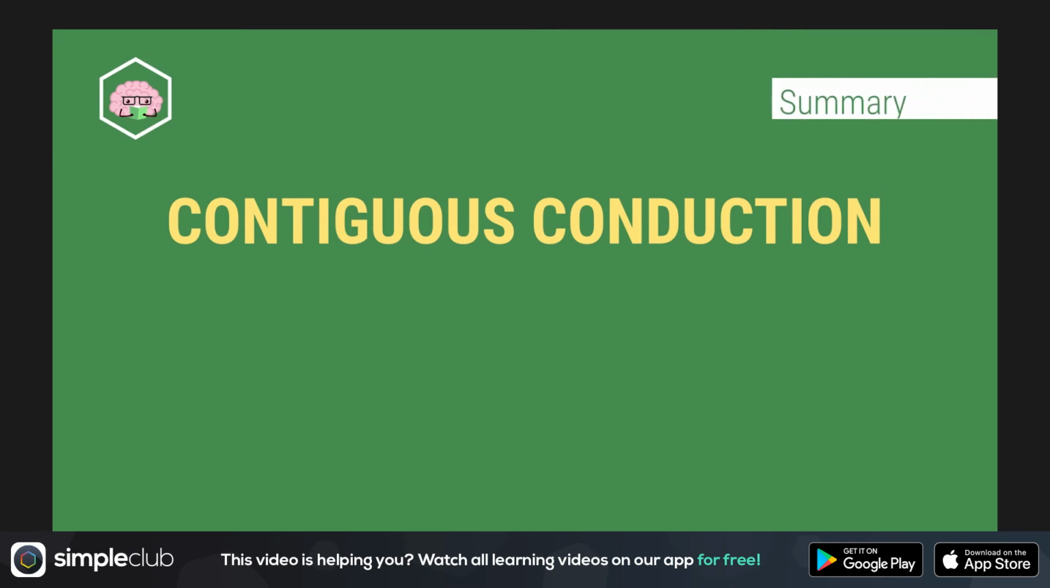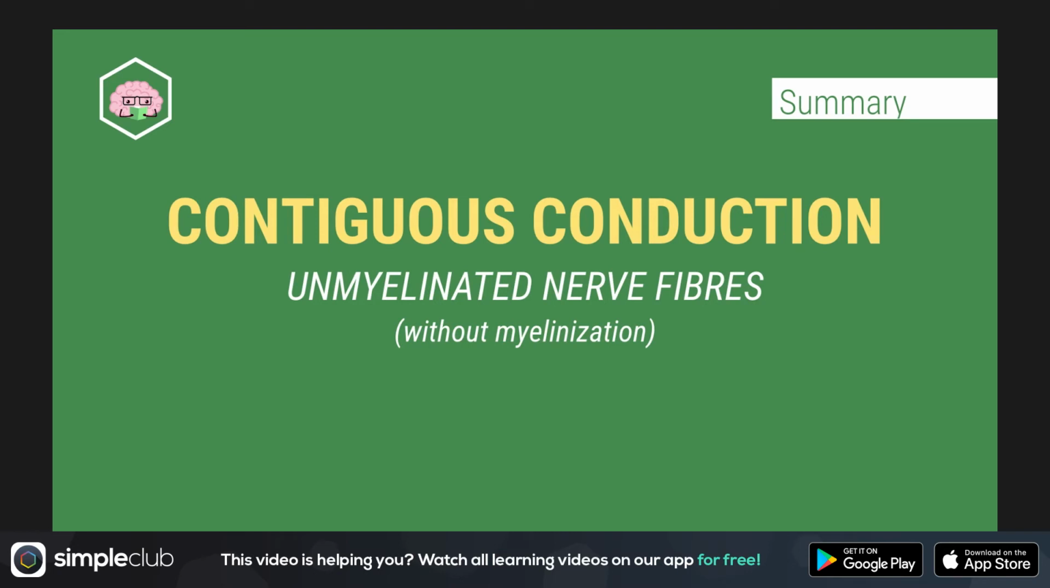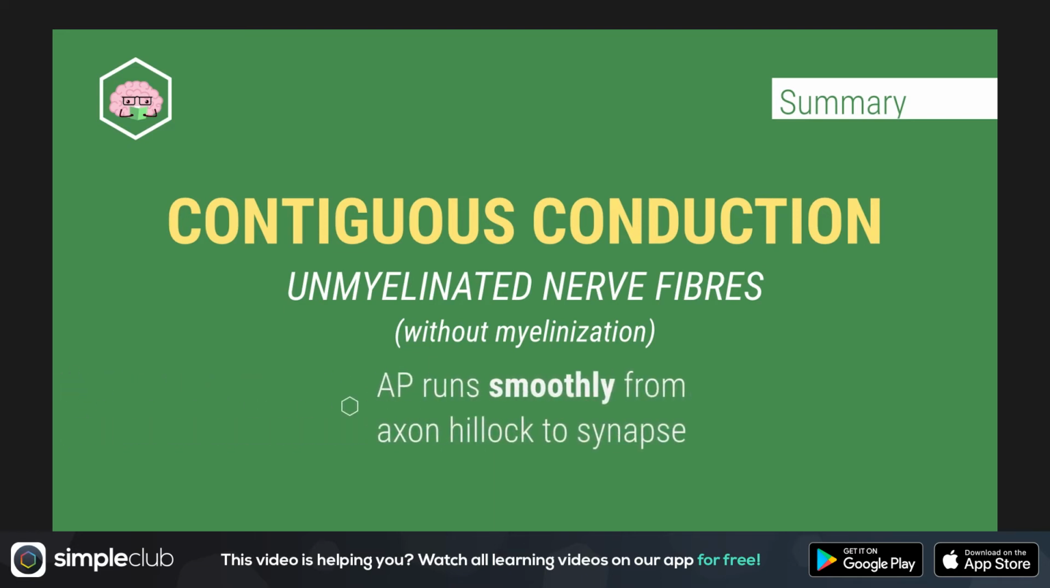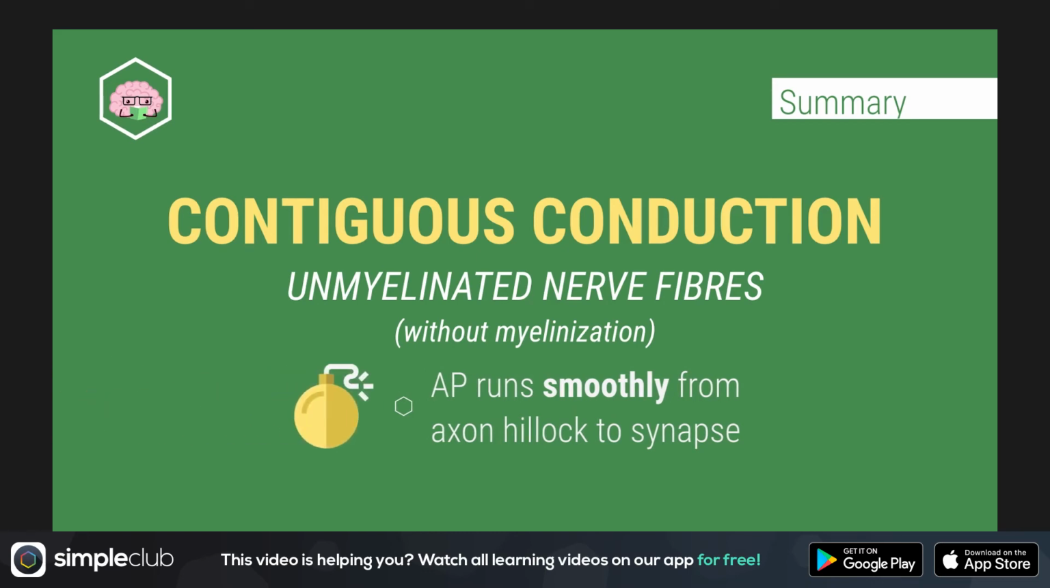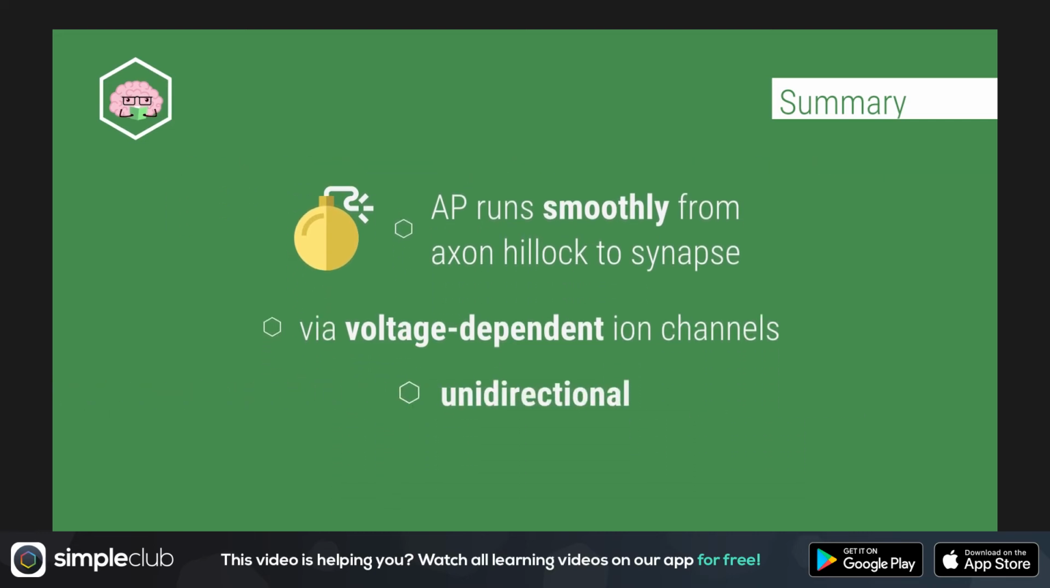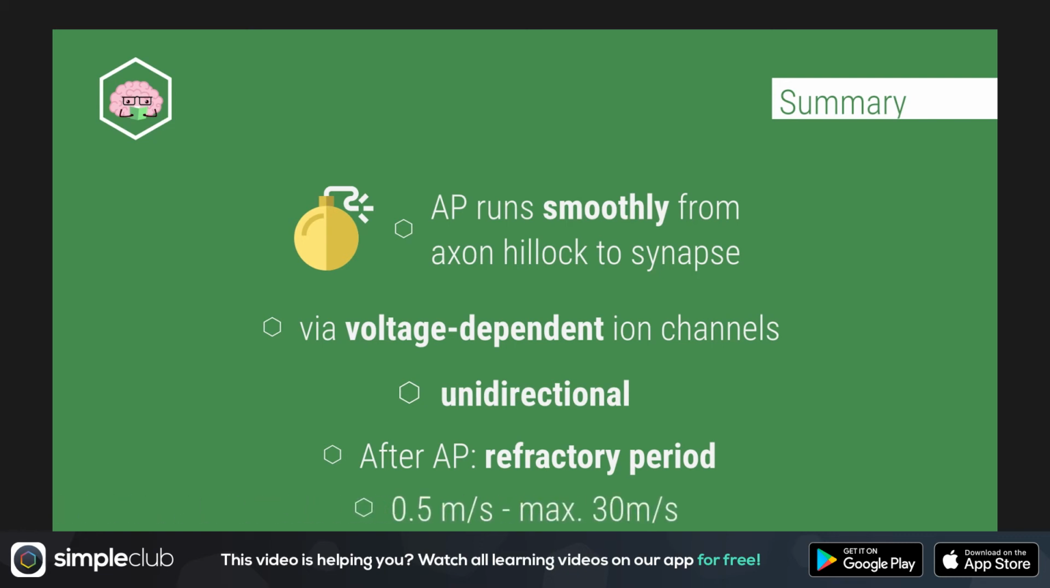As for now, here's your summary. Contiguous conduction takes place in unmyelinated nerve fibers, that is, those without a myelin sheath. Here, the action potential runs smoothly from the axon hillock, along the axon, all the way to the synapse like a fuse cord. This takes place through the voltage-dependent ion channels, which open one after the other. The whole process runs unidirectionally. The potential shift is followed by the refractory period of the corresponding channels. The speed depends on the diameter of the axon and ranges from 0.5 meters per second to a maximum of 30 meters per second.